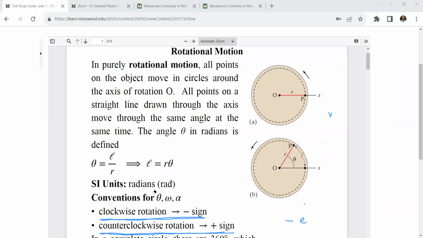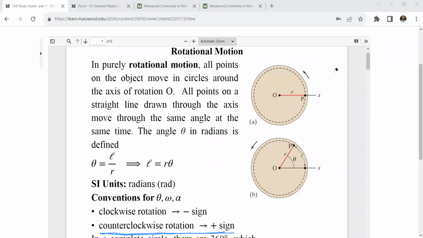So what is clockwise and counterclockwise rotation? For example, here this is rotating counterclockwise. CCW normally I used to represent counterclockwise and CW means clockwise. You see that a clock normally rotates in this direction, right? Here, because the rotation is opposite to the clockwise, it is counterclockwise. So for counterclockwise we use positive sign, for clockwise we use negative sign. So this is our convention.